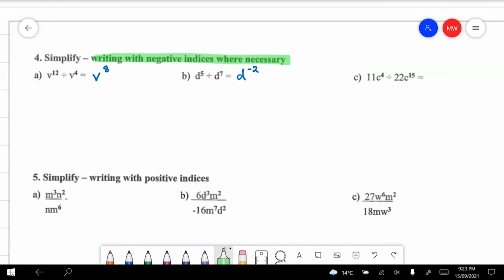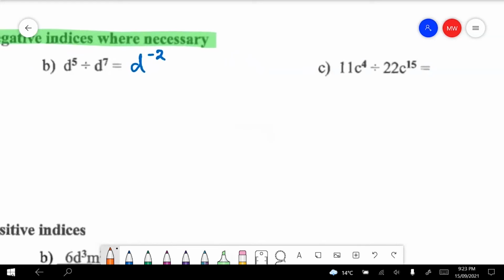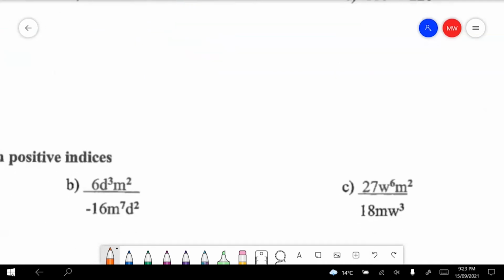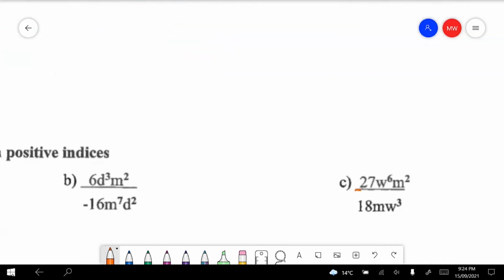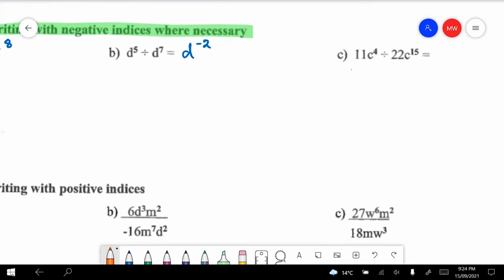And then in this last one here, we need to be very careful with this question. And I've noticed that the answer sheet's actually wrong for this one. There's no brackets here, okay? This is a very different question to the questions below here, where it's everything at the top divided by everything at the bottom. So this question is actually 11 times c to the 4 divided by 22 times c to the 15.